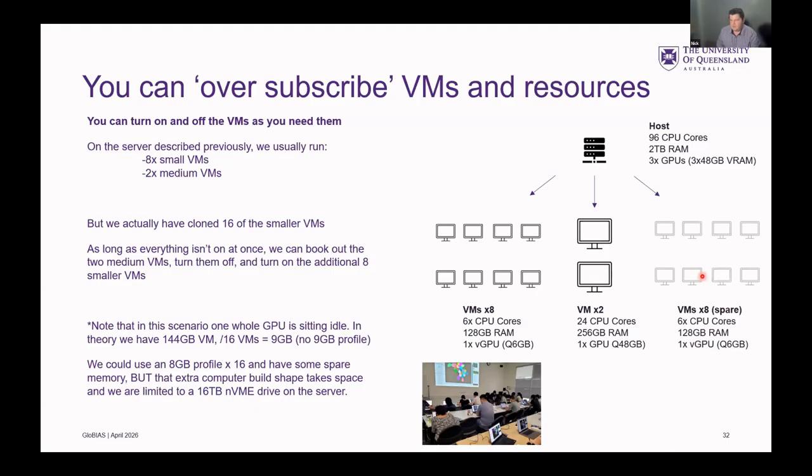So if I want to run a session on how to run CellPose in Fiji and have users actually be able to do it, and their laptops might not have discrete GPUs, I can book out and turn off these 2 medium ones, and then just turn those ones on, and I can have 16 now.